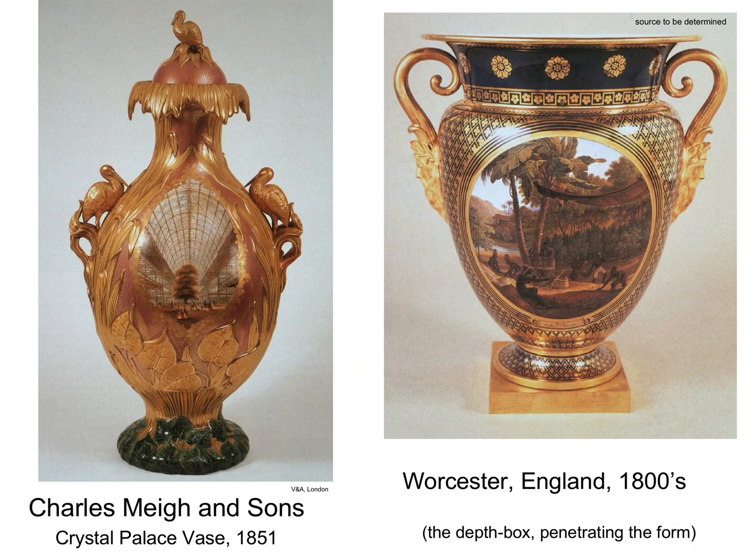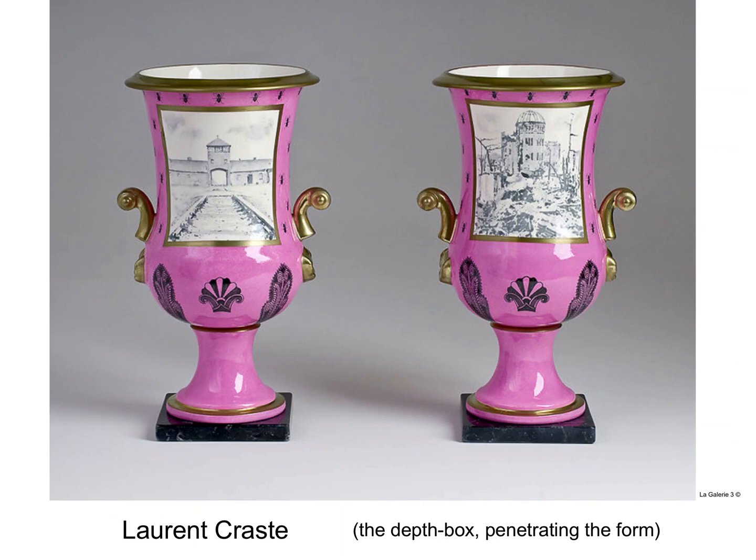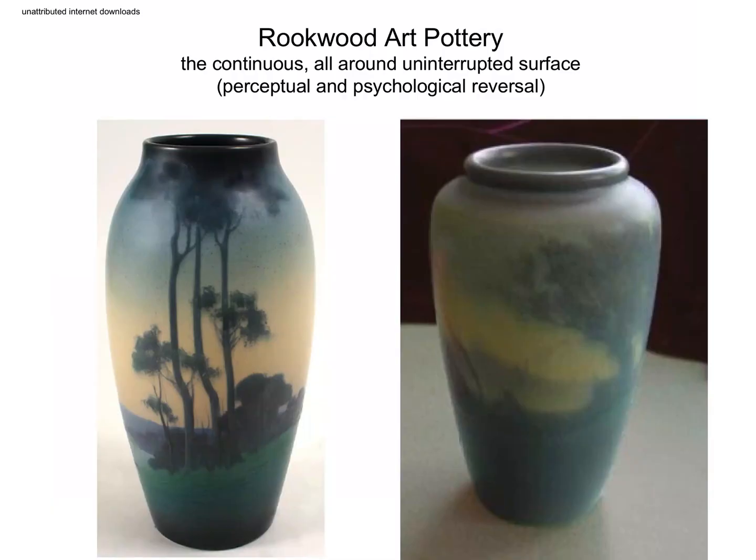This is an example here, two examples in fact, of what I call the depth box, penetrating the form, where the image appears to be penetrating the space of the objects and be inserted inside it by the use of perspective or the strategic use of framing devices. And we have an example of that here in the work of Laurent Craste, where we have the depth box, where the image appears to be not on the surface of the objects, but within the form itself.